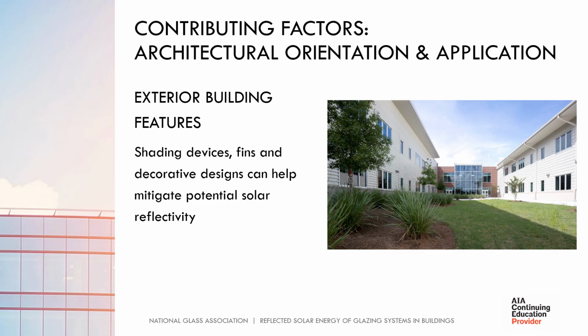Exterior building features can help mitigate any potential solar reflectivity concern. The features are oftentimes mounted to the facade or can be directly attached to the building structure. Features such as shading devices, fins, and decorative designs can be seen on buildings around the world. Some of these features serve a performance purpose, while others are only aesthetic.